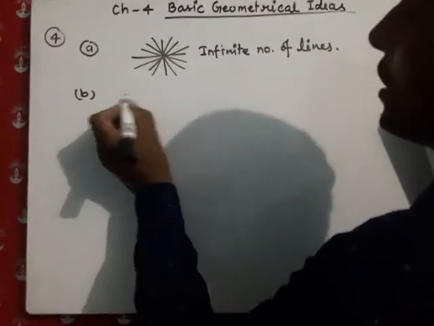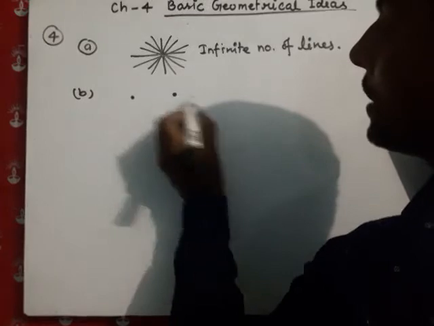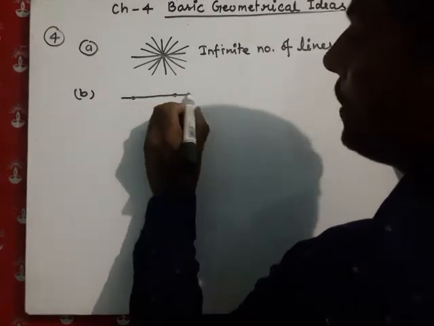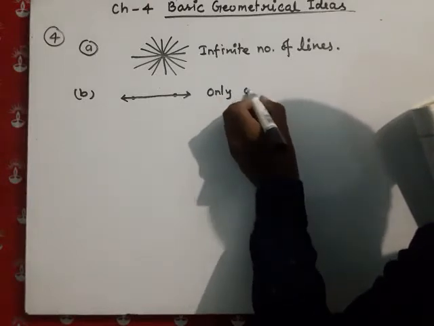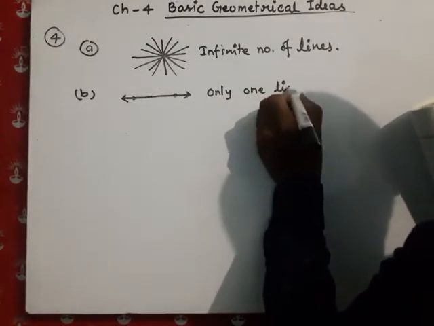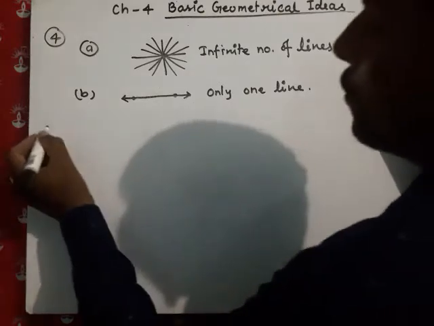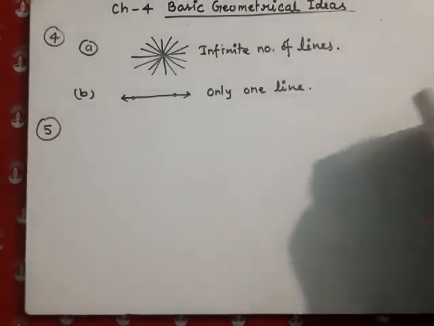Now in part D, the question is asking that if two points are given, we can draw only one line. So we will write down only one line. This is question number 4. Now I am going to question number 5.